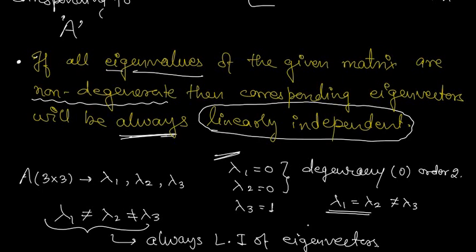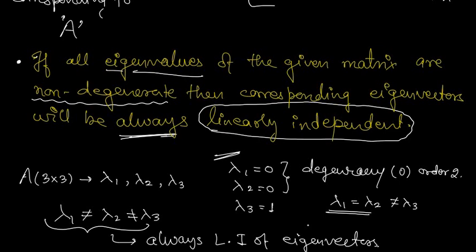Then you have to check it. If eigenvalues are all unequal, that is the non-degenerate case, then you can surely say that all the eigenvectors are going to be linearly independent. But if eigenvalues are degenerate, then you have to check whether the eigenvectors are linearly independent or not. Because in case of degeneracy, there is no theorem or statement which says anything about the dependence of eigenvectors.